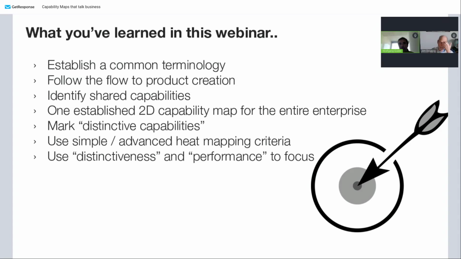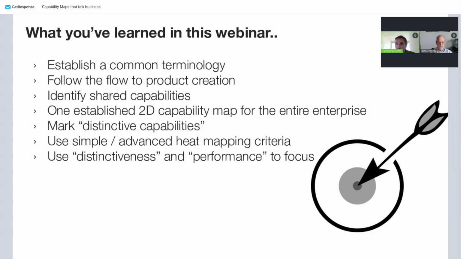Distinctiveness makes complete sense to make strategy clearer. So you translate fluffy, squishy strategy, vision, mission statement into a clearer structure and make it visible. Use heat mapping, a blue dot, or mark those capabilities that are distinctive, because in that case, you should invest more. Yeah? You invest more to become best in class, because that's where we differentiate ourselves. And use simple advanced heat mapping criteria to prioritize.